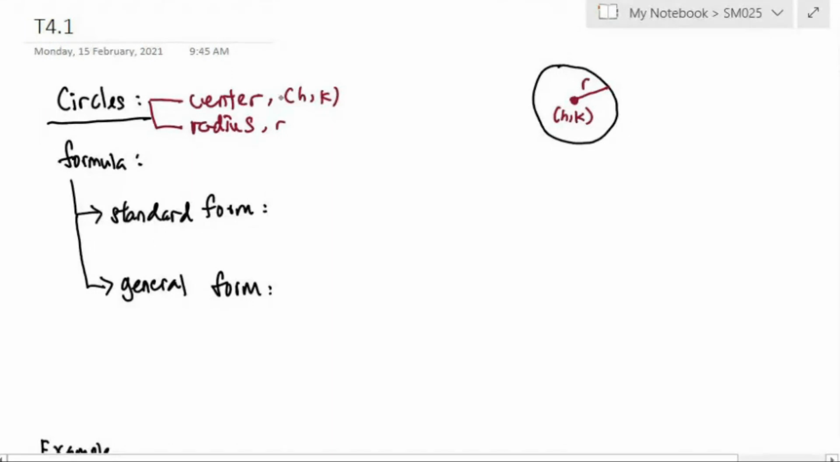So what's the formula for a circle? We have two forms. The first one will be standard form. Another one will be general form. So if the question doesn't mention any form of the equation of the circle, you can give either one, whichever one you like, okay? So the standard form of the circle will be x minus the center of the circle, which is h coordinate, squared, plus y minus the y coordinate from the center, which is k, squared, equals to r squared. So this will be our standard form of writing the circle equations.